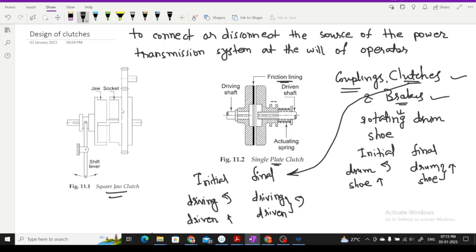But the limitation of this kind of clutch is that engagement or disengagement is possible only when both shafts are at rest or both are running at almost the same speed. Then only will these positive displacement clutches work. Well, in the case of frictional clutches, any speed of driving and driven shafts is allowed. So this is how frictional clutches are most often used, right?